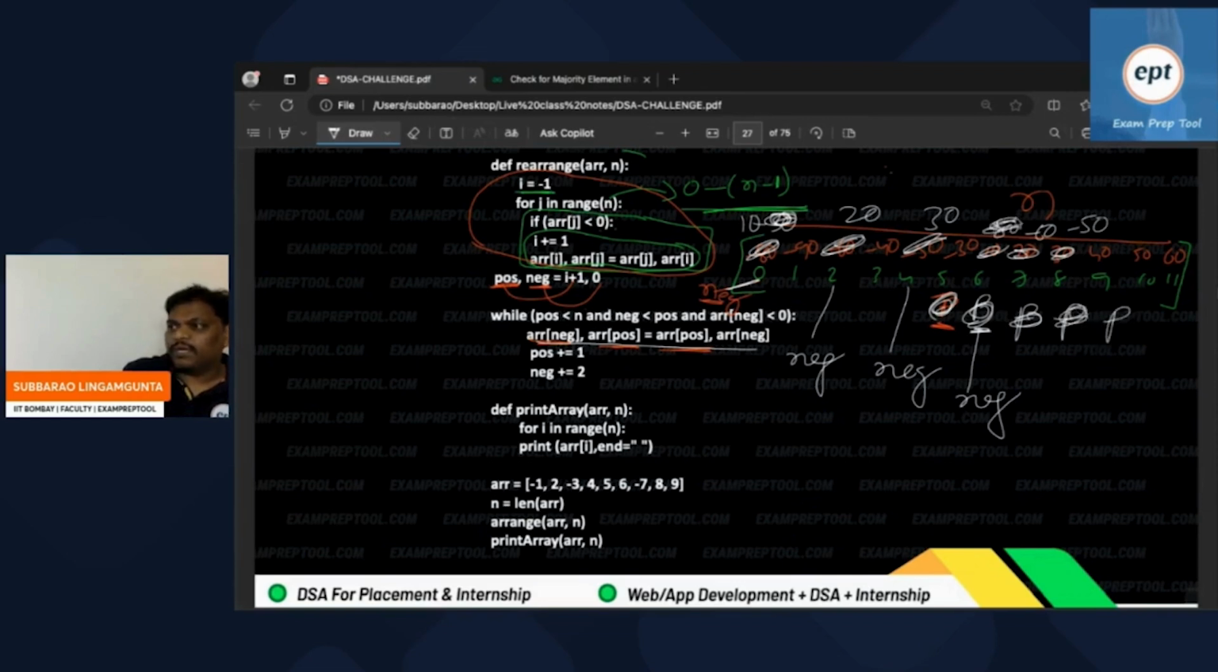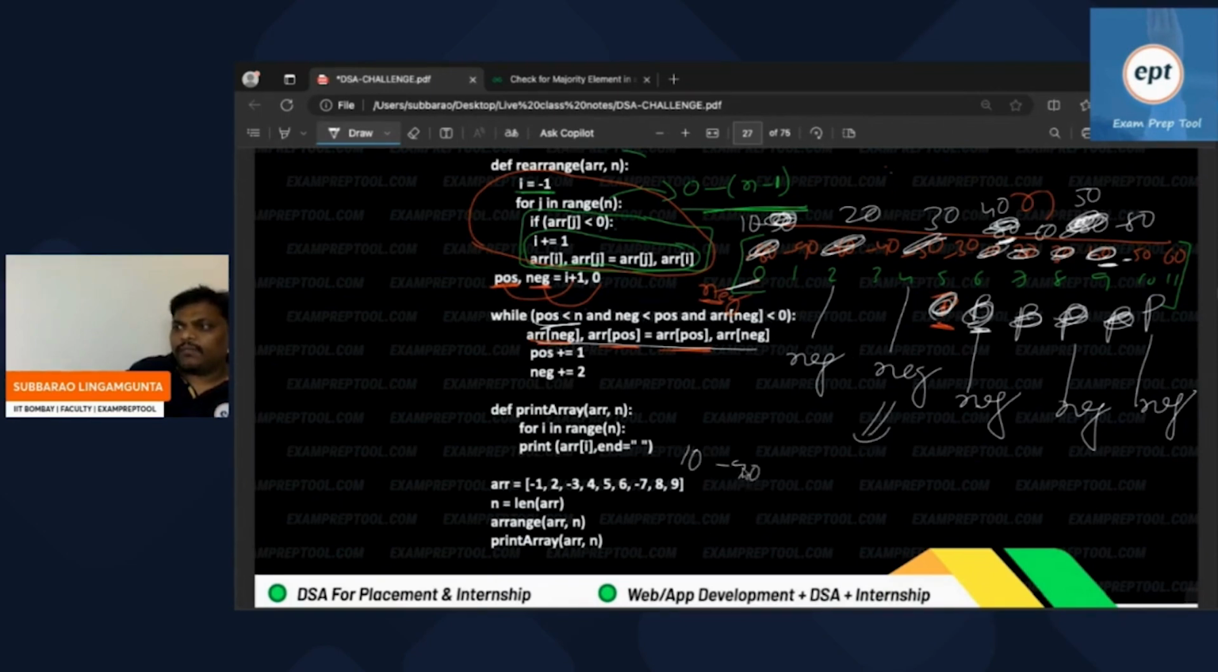Swap it. What is the positive here? 40. Here minus 80. Some negative came. As usual, negative will increment by 2, positive will increment by 1. Swap it. So minus 50 maybe, and this 50 will go here. Whenever positive crosses the boundary, come outside. When you come outside, see the output: 10 minus 90, 20 minus 40, 30 minus 30, 40 minus 60, 50 minus 80. Next one.